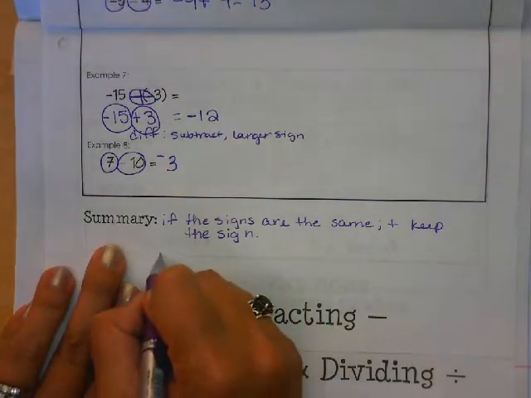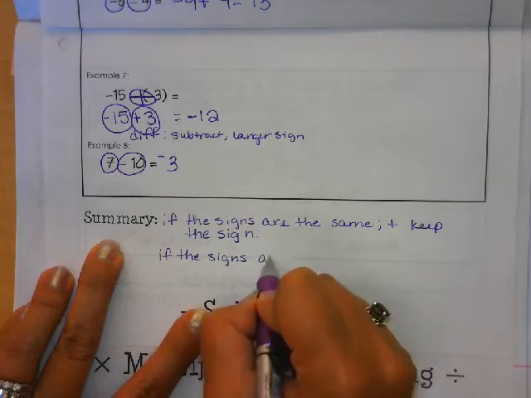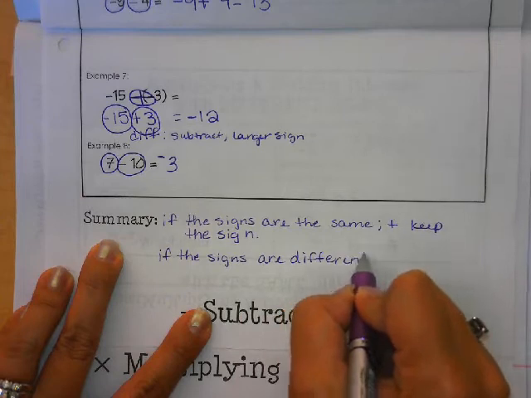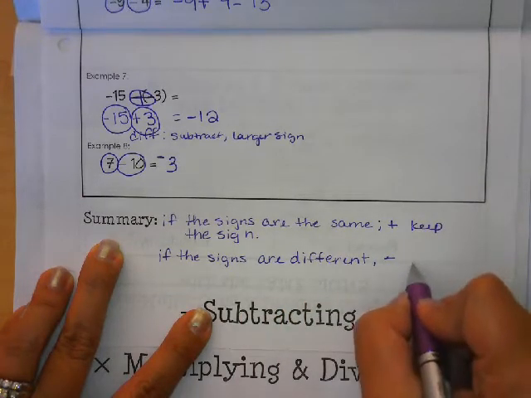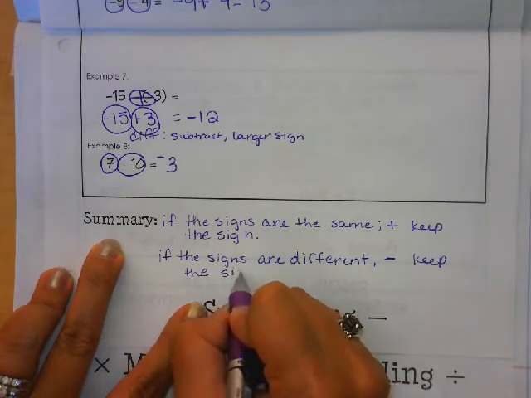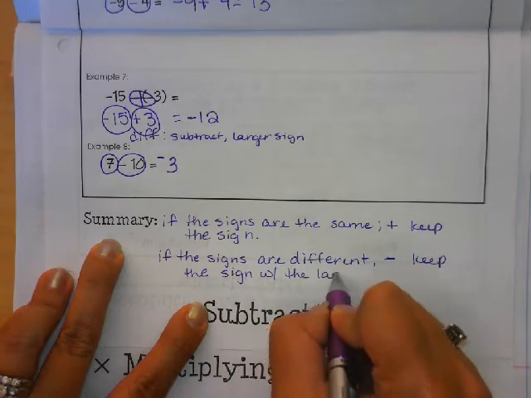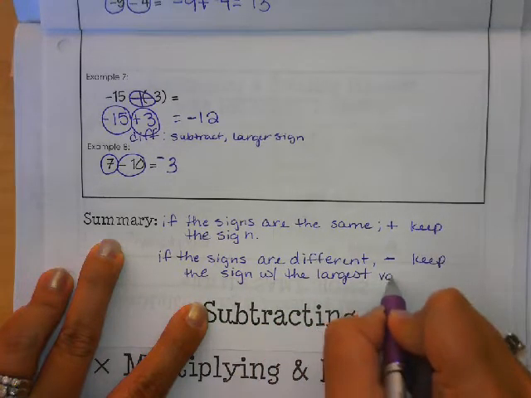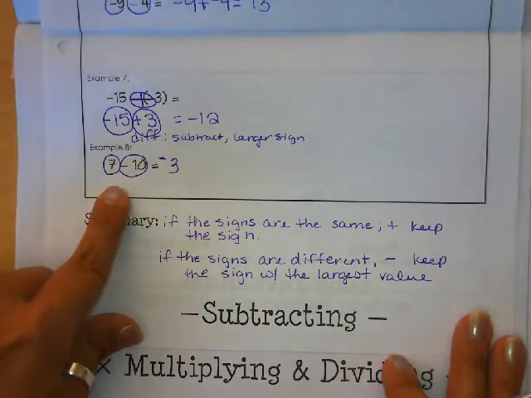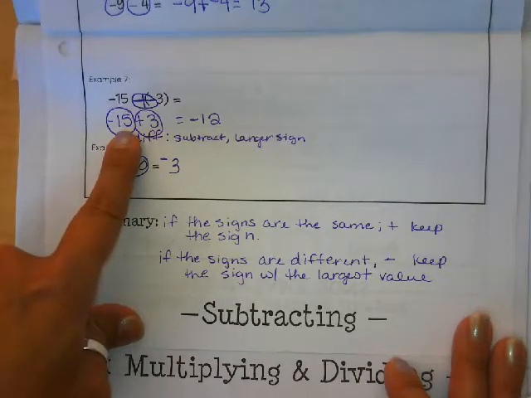Second rule, if the signs are different, then we're going to subtract our numbers and keep the sign with the largest value. So right here, we had more. 10 is bigger than 7, so we have more negatives. 15 is bigger than 3, so we have more negatives.